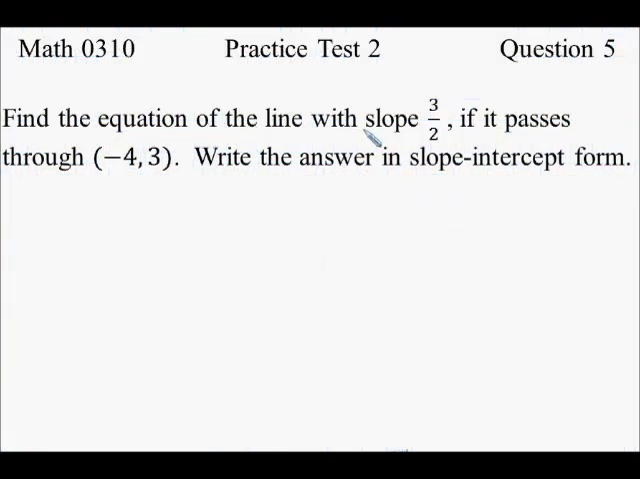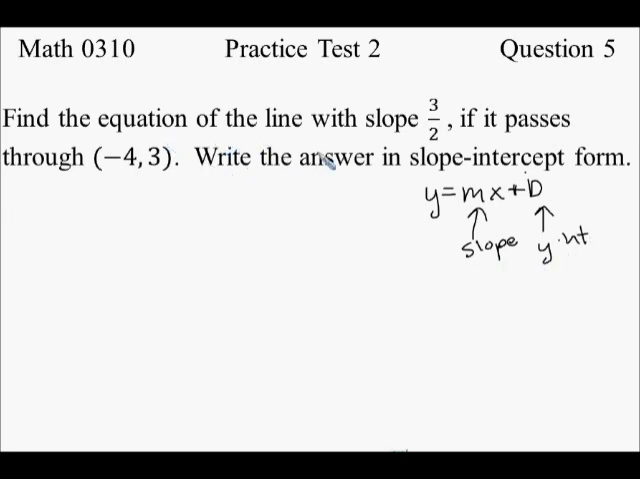Question 5. Find the equation of the line with slope 3/2 if it passes through the point negative 4, 3. It says we want to write our answer in slope-intercept form. So our slope-intercept form, let's remember we're going to be writing our equation in the form y equals mx plus b. And remember that m is going to be our slope here. And b is our y-intercept here.